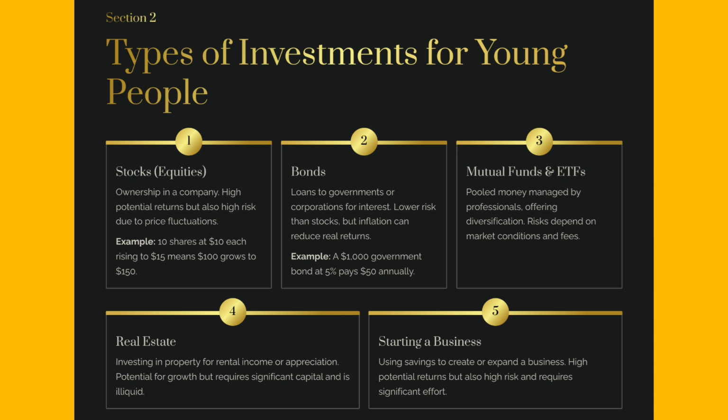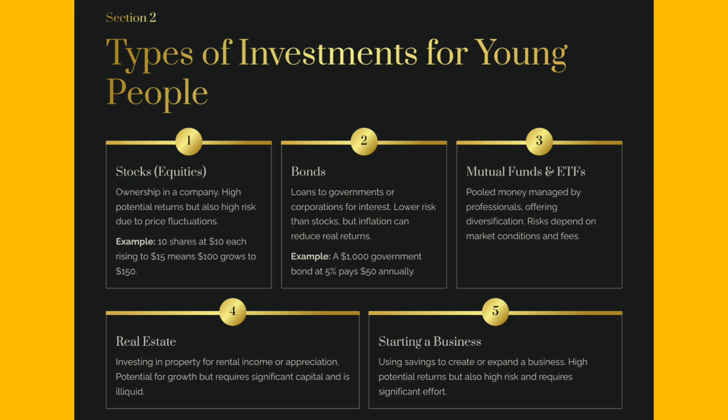Benefits: potentially high returns, dividend income, and ownership in companies you believe in. Risks: stock prices fluctuate, you could lose part or all of your investment. Example: if you buy 10 shares of a company at $10 each and the price rises to $15, your investment grows from $100 to $150.